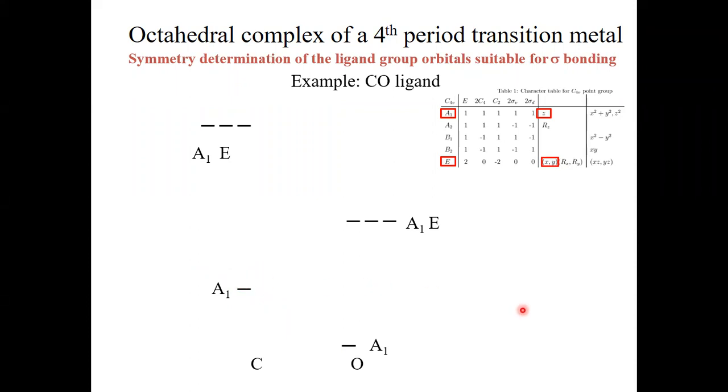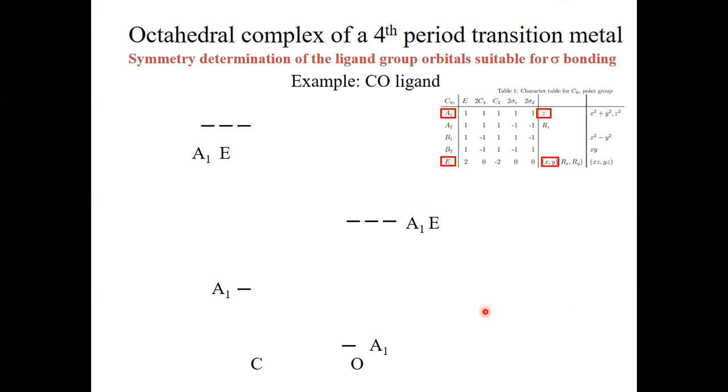Okay, so now we can construct our molecular orbitals by combining orbitals of the same symmetry type. For instance, we can start with the A1 type orbitals. You see, there are two over here and two over there. So how many molecular orbitals would we expect? Can anybody answer that question? When we combine four orbitals, then we are getting four molecular orbitals.